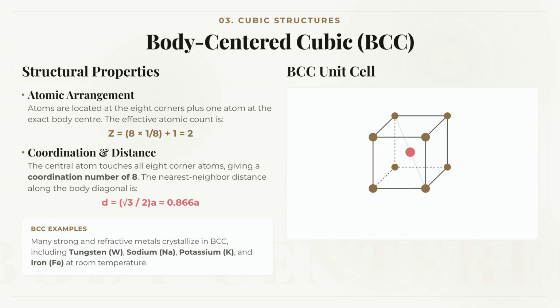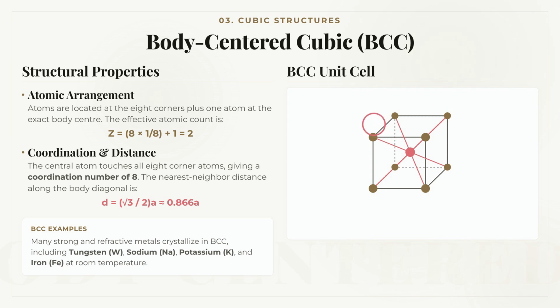The coordination number of the BCC structure is 8. Each atom is surrounded by 8 nearest neighboring atoms. The nearest neighbor distance is equal to √3/2 times the edge length a, which is approximately equal to 0.866 times a. Many important metals possess BCC structures. Examples include tungsten, sodium, potassium, iron at room temperature, and chromium.